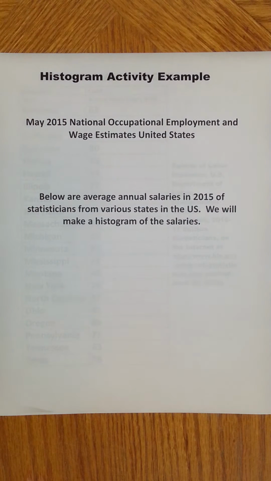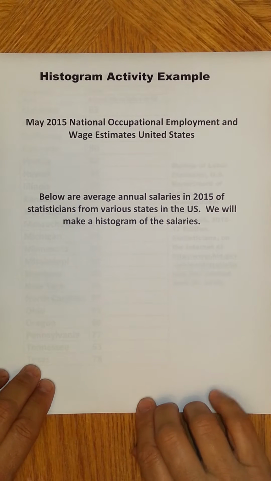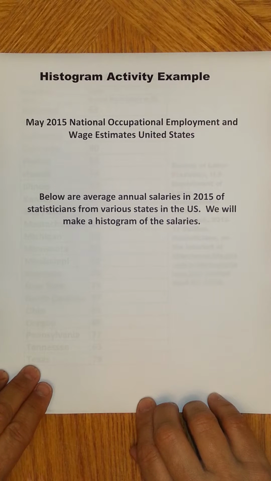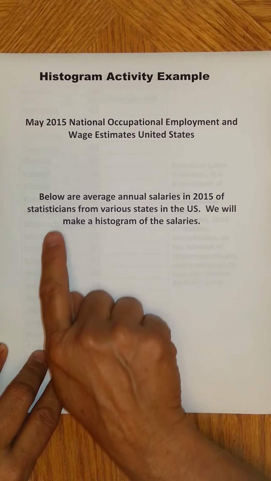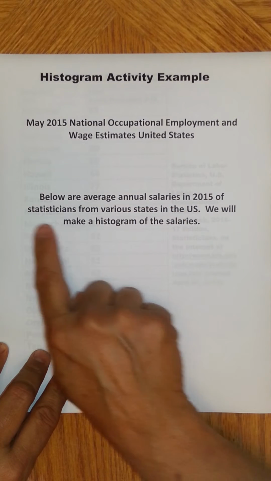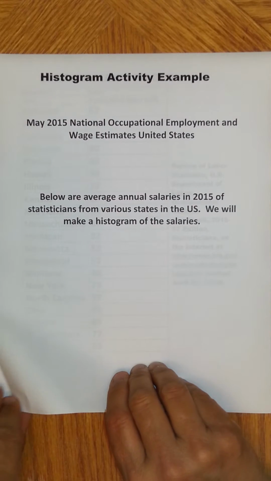Hi, today's video is going to be how to make a histogram by hand. And we got the data from May's 2015 National Occupational Employment and Wage Estimates. It's basically the Department of the Bureau of Labor Statistics for the U.S. Now, specifically, we're looking at annual salaries in 2015 for statisticians from various states.